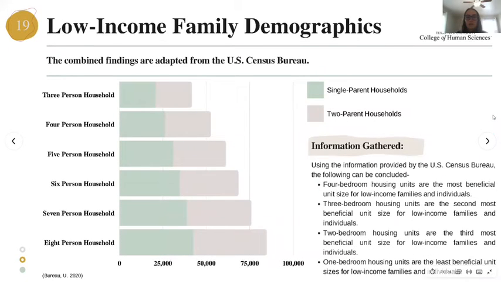The low-income family demographics is provided by the U.S. Census Bureau and helps determine the quantity and types of housing units that will most likely be beneficial to a low-income housing facility. From this information, it can be determined that four-bedroom housing units would be the most beneficial unit type, followed by three-bedroom housing units and then two-bedroom housing units. One-bedroom housing units would most likely be the least beneficial due to the demographics of low-income families.